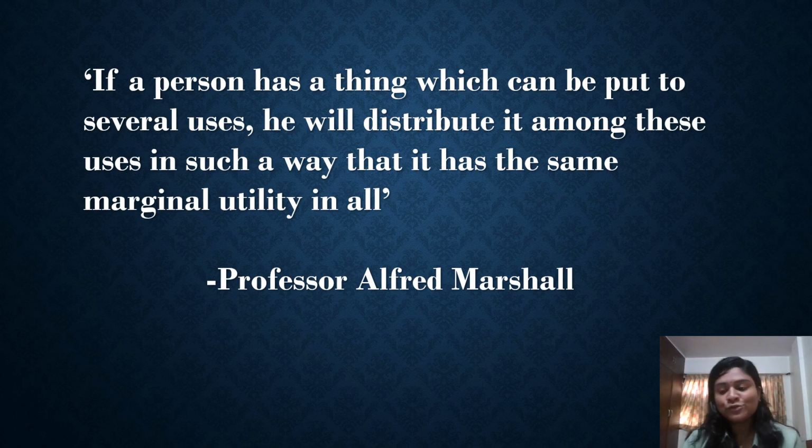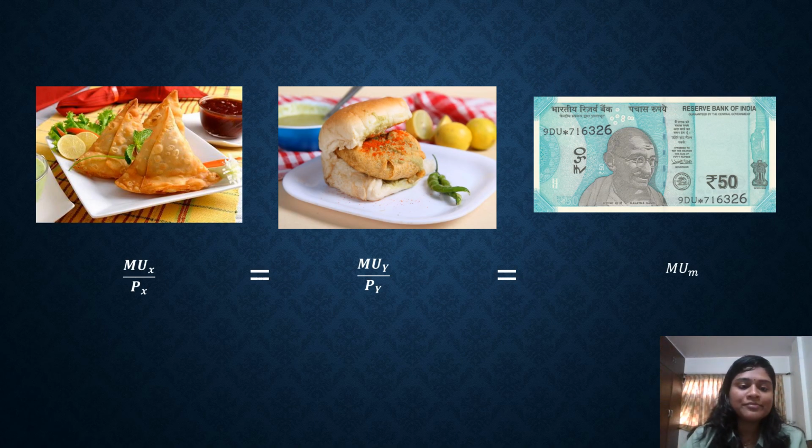Finally, just to wrap up the entire thought experiment, we are going to be at the maximum utility when the marginal utility for samosa per rupee is equivalent to the marginal utility for a vada pav per rupee, and it is equal to the marginal utility of 50 rupees. I hope the idea of the law of equimarginal utility is clear for one and all.